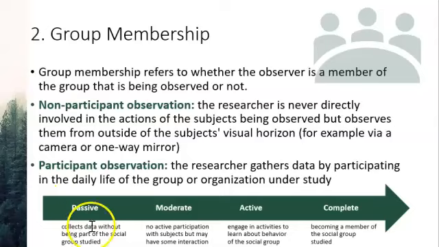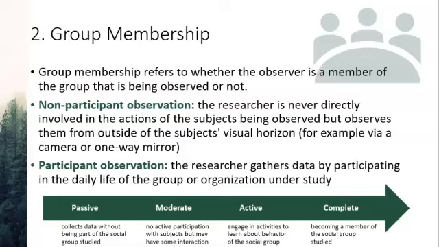So the lowest level is passive participant observation. This is when the researcher collects data without being part of the organizational system. So that's my example of sitting in the corner of a coffee shop and just recording people's behaviors and what they're buying and when they're coming and going. Moderate participation is when the researcher does not actively participate with the subjects, but they could still ask them questions.